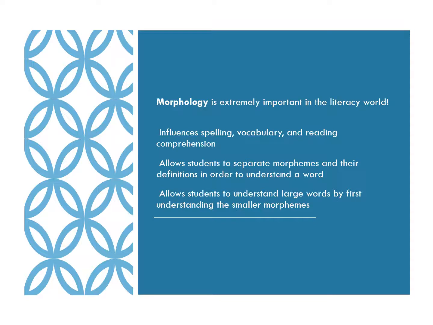So like I said at the beginning, morphology is extremely important in the literacy world. Morphology influences spelling, vocabulary, and reading comprehension. It allows students to separate morphemes and their definitions in order to understand a word. It also allows students to understand large words by first understanding the smaller morphemes. And like I said, it has a huge impact on spelling.